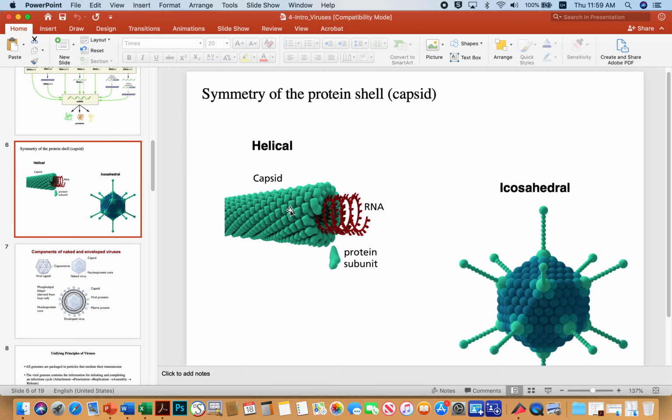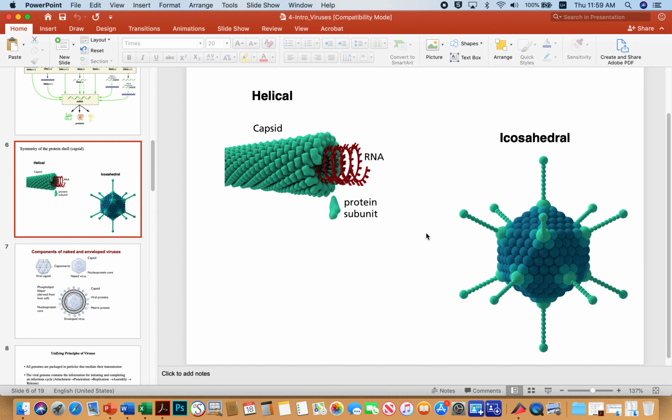So the symmetry of the protein shell, or capsid, can be helical, as I said. Here's a classical helical arrangement where there are protein subunits that protect the RNA in this particular case and facilitate the appearance of a helical coil. And again, it often looks like an ear of corn under the electron microscope.